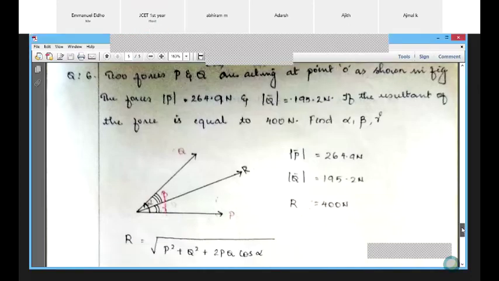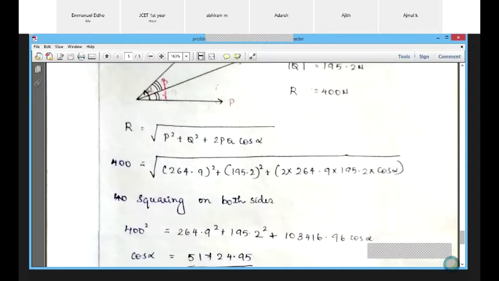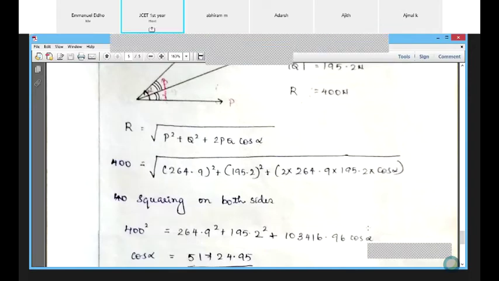So here we have this equation. In this equation, our general equation, you can substitute all the values. That is, r is square root of p square, p is 264.9 square plus q is equal to 195.2, that is square, plus 2 into p. Alpha is not given, it is an unknown value, that you can write as such. Now on the right hand side you have a square root.